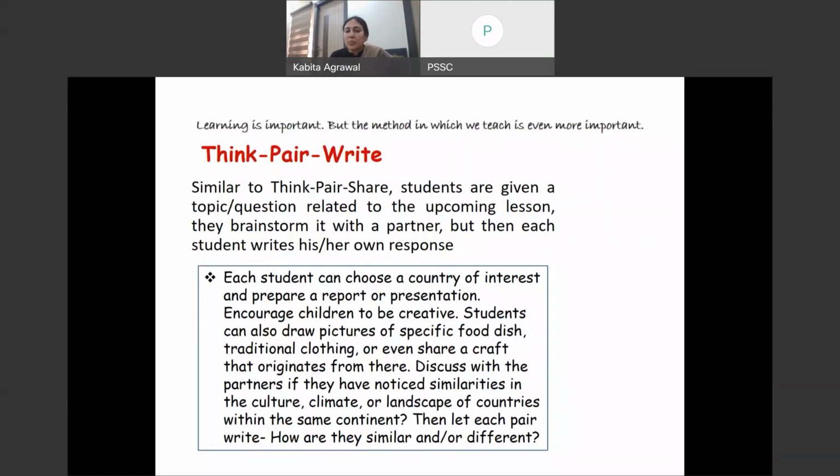Now, after both the children have done, they can share in teams if they notice some similarities and why the similarities were there, because maybe they were countries from the same continent or something of the old history which was connected. Then let each pair write how they are similar or different.